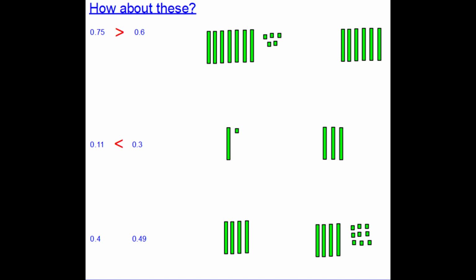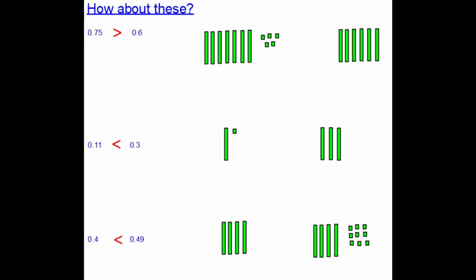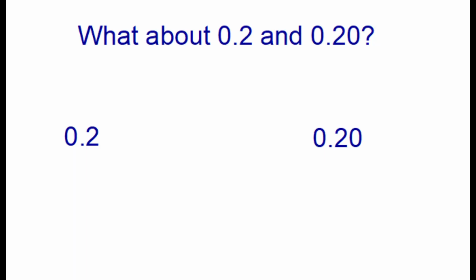When I look at these now, I see that 0.49 is larger, but I realize that 0.4 is actually quite close to 0.49. So I've put in my comparison symbol so that the statement reads 0.4 is less than 0.49. What about 0.2 and 0.20? Which one's bigger? I bet you realize I'm trying to trick you.